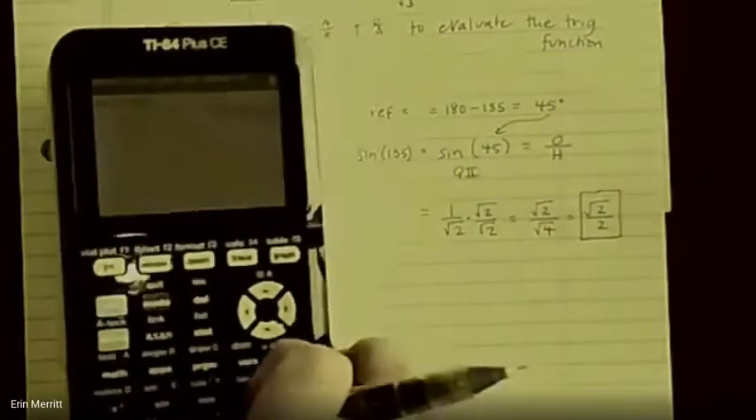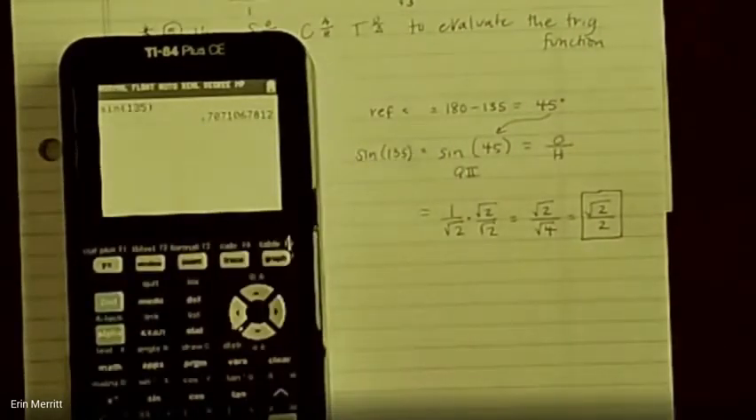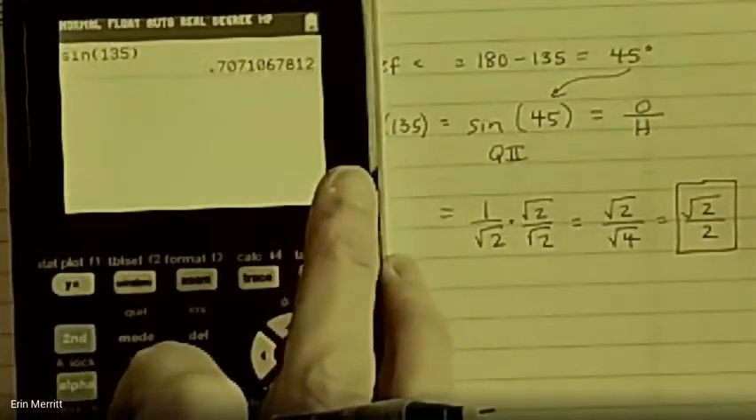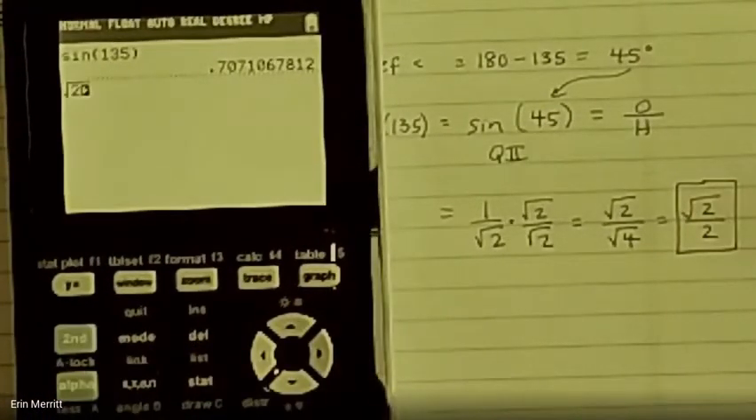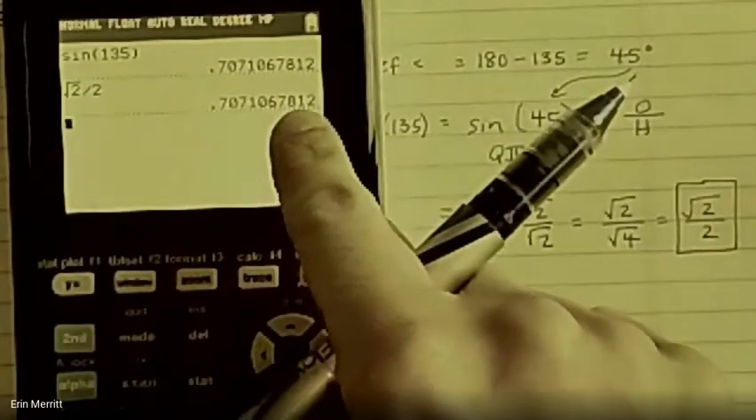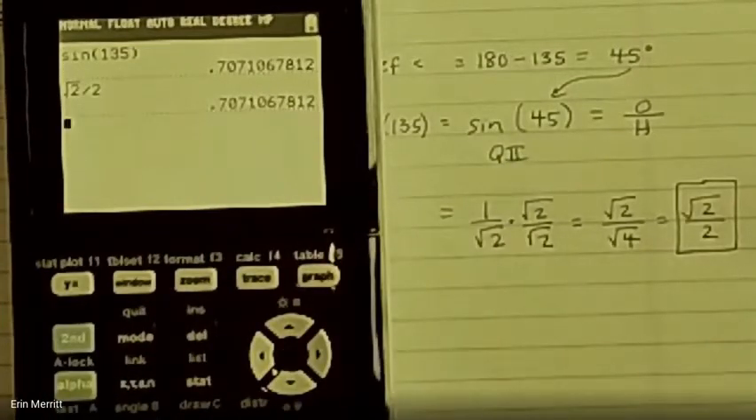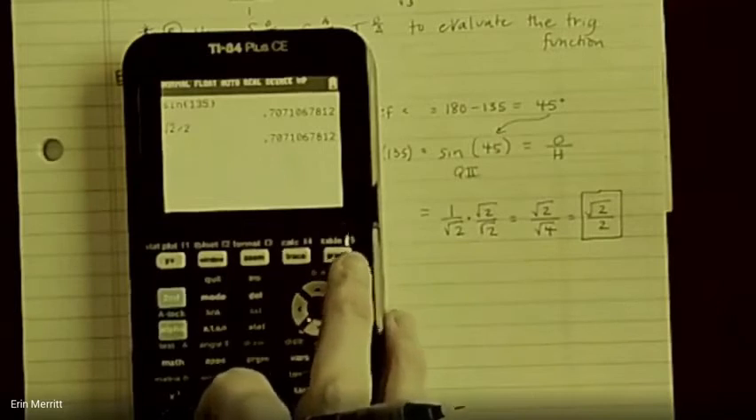So let me go back to my calculator here. We said it's approximately 0.707 or whatever. So now if I type in radical 2 and divide that by 2, there you go. That is the exact answer. These are the approximates. Right? So can you check your answer every time? Yes, you can. Remember that.